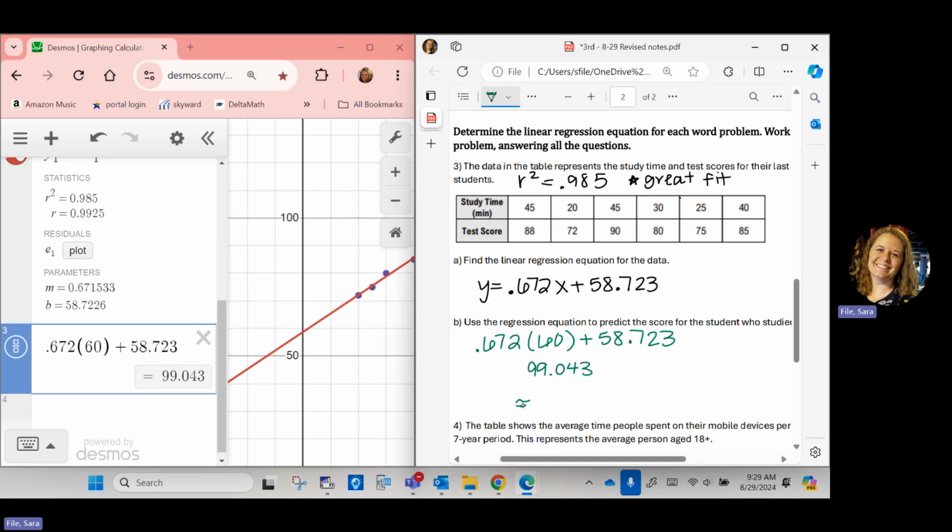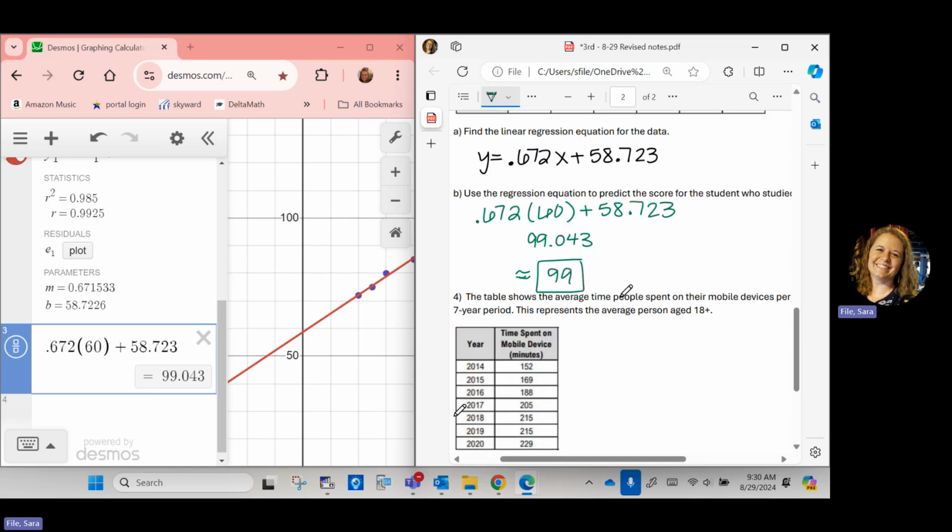So a 99 is our prediction for the test score for the student who studies for 60 minutes. You'll feel okay about that one? So when you have the context, when you have the scenario, make sure that you round correctly, you use correct units, all that jazz. All right, last one.